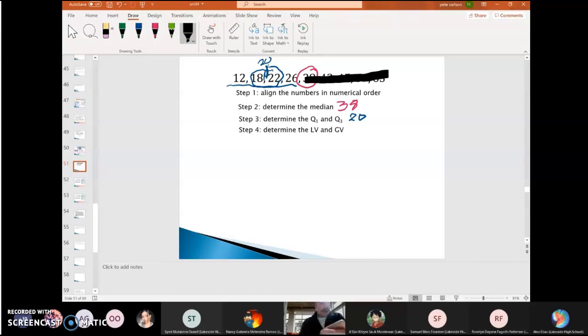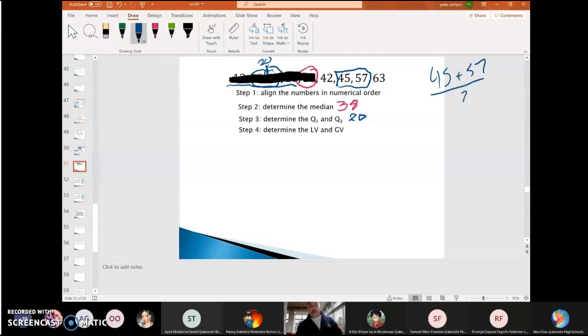Now, what I want you to do is see if you can find the median of those 4 numbers. So when we look at these 4 numbers, those are the 2 numbers in the middle, because there is no middle number, because it's 4 numbers. So you have to take the average of 45 and 57. So 45 plus 57 divided by 2. You get 51.